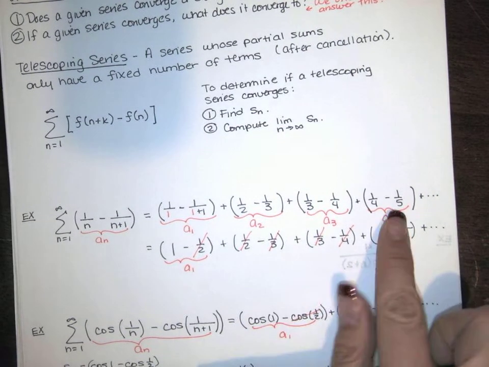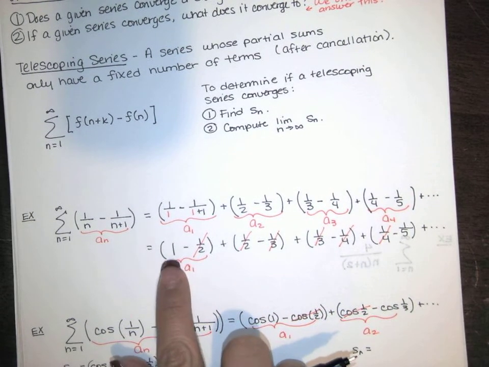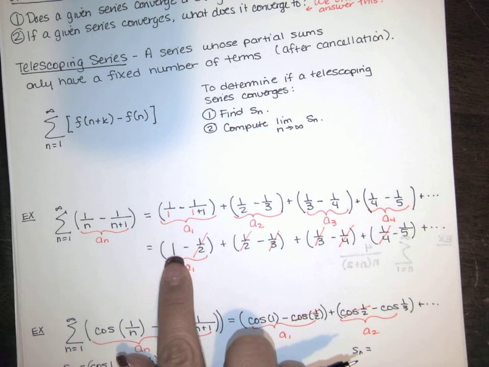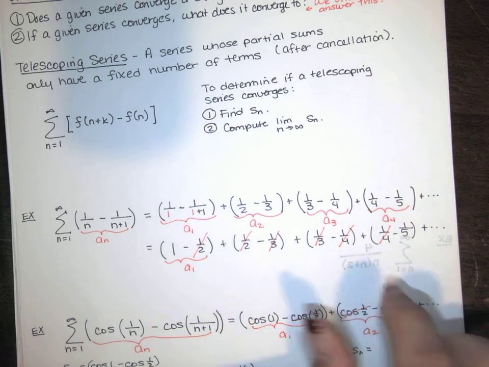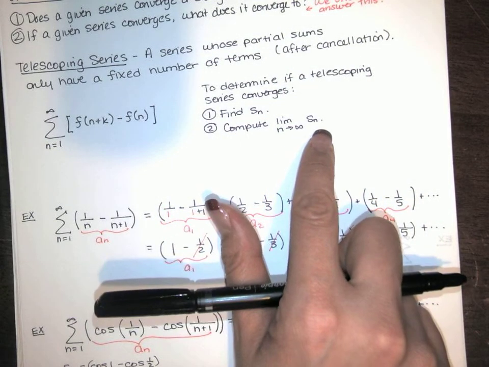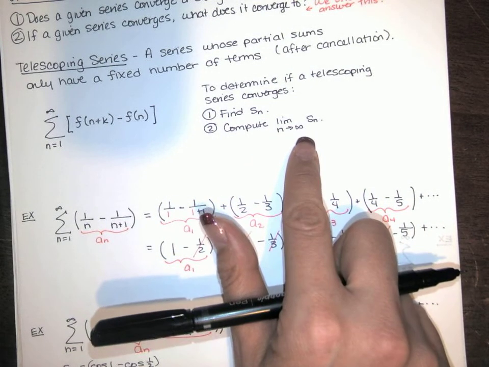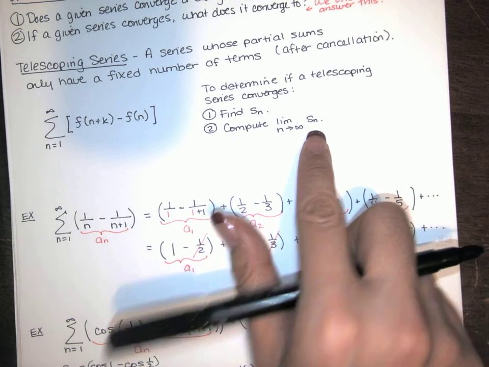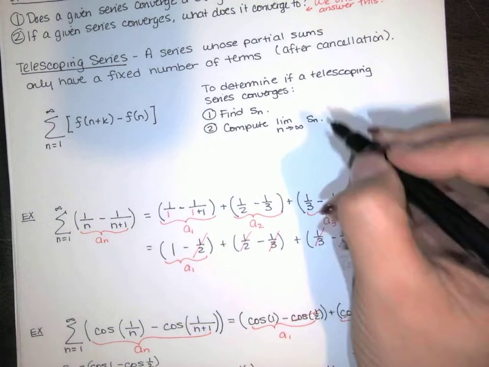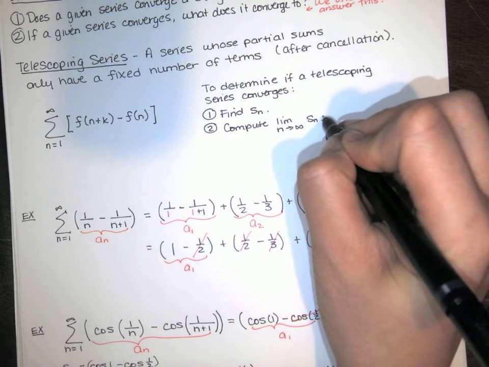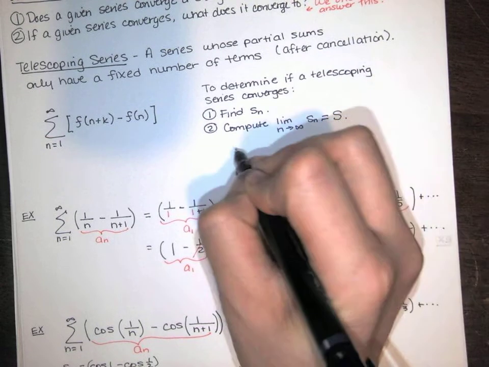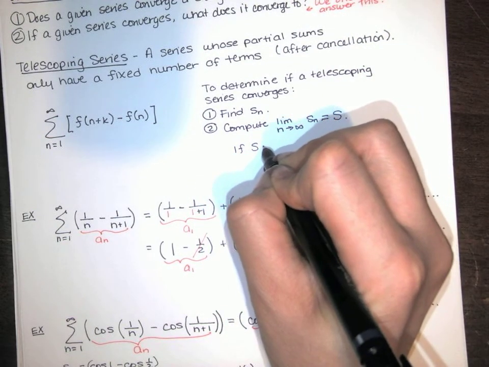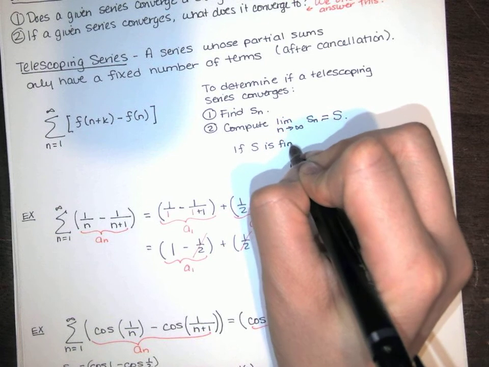If I add all of these together and all of them cancel out, I think I'm just going to end up with this one right here, right? We need to prove it. So we'll find a formula for the nth partial sum and take the limit as n goes to infinity. If that limit is finite, then that's the sum of our series. I'm going to call this, compute this limit, which equals S, if S is finite.